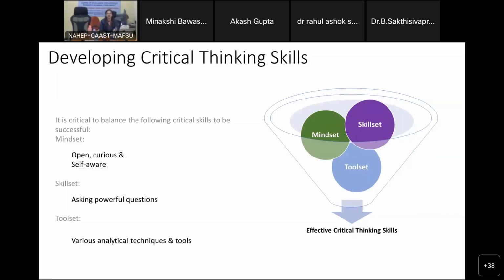So that is the skill set. If you really want to become a good critical thinker, come up with good solutions, and be a good questioner and analyzer, then the skill set that you require is asking powerful questions.